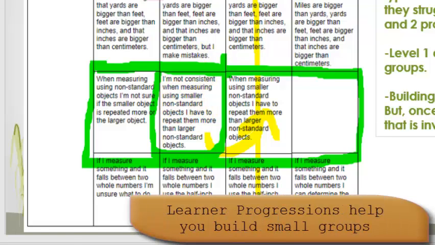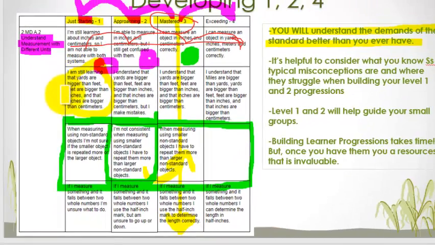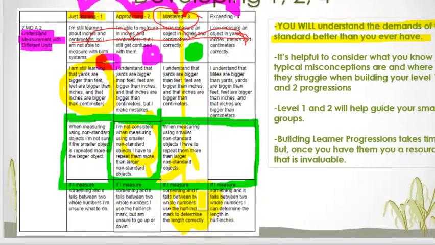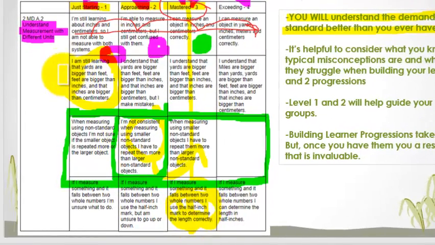I may have a student that is right here. I may have a student that's right here, and right here. Well, if I have 5 other students that are very similar to that student, I can put those students together and form a group, and I'm going to be able to be very strategic with what I'm going to teach them. Okay, so level 1s, level 2s really help you build your small groups.